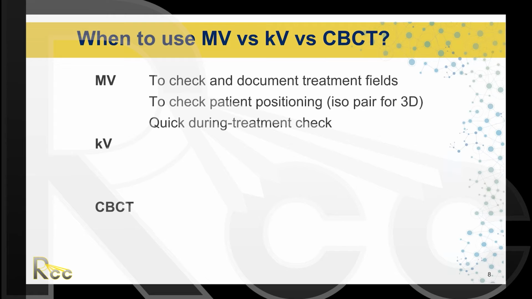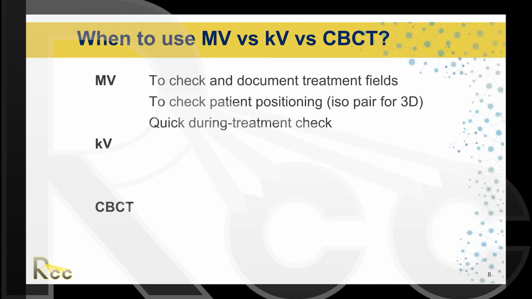In a lot of cases, we can't see the target. We assume that the target is in the same spot in relation to bony anatomy that doesn't move a whole lot, or we can implant fiducial markers. In a lot of cases, that's a really great way to ensure that you're treating the right area.